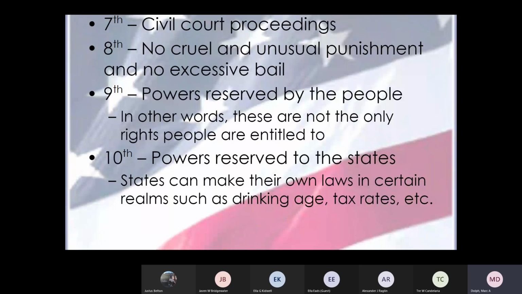Your dog's fine. All right, your dog's okay, but they hit your dog. Now they've got to pay for your dog's medical bills. Okay, that is civil court proceedings.